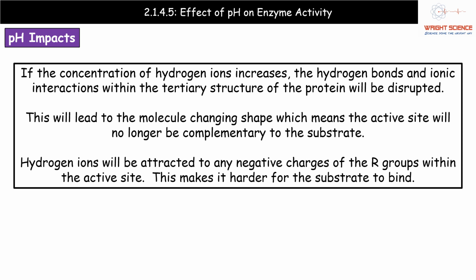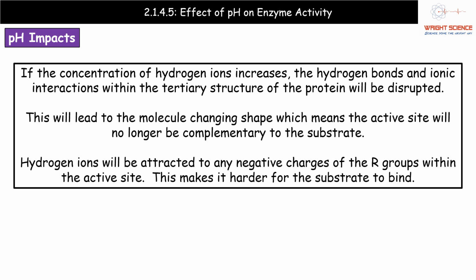If we now consider what happens if the pH wasn't controlled, let's start off with the concentration of our hydrogen ions increasing. In the scenario where the concentration of hydrogen ions increases, what we're going to see is hydrogen bonds and ionic interactions in the tertiary structure of our protein, that three-dimensional shape, will become disrupted. Because we've disrupted the hydrogen bonds and the ionic interactions there, we're going to see a change in the shape of the molecule.